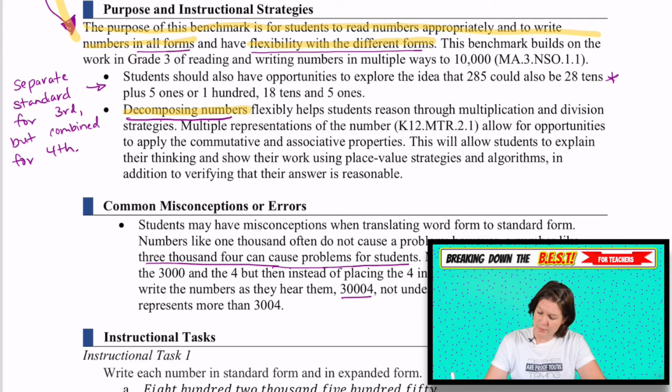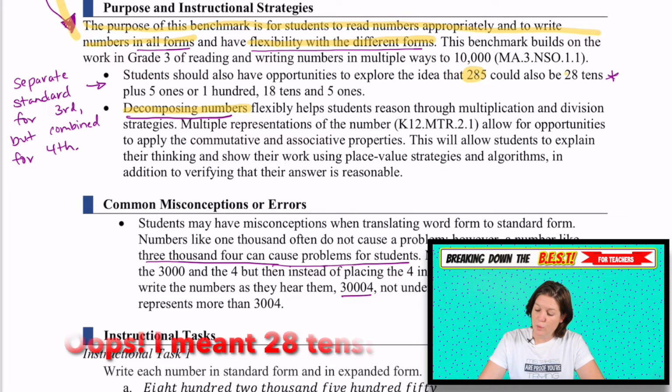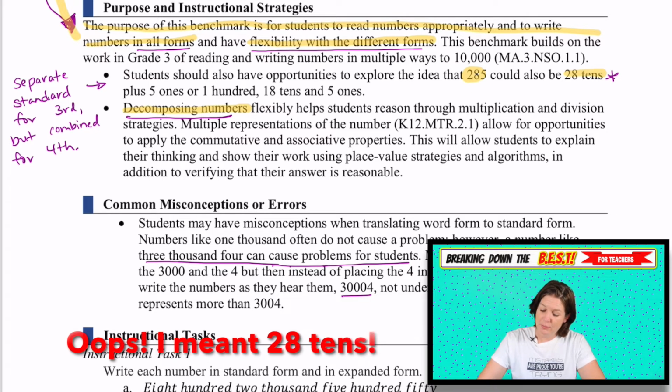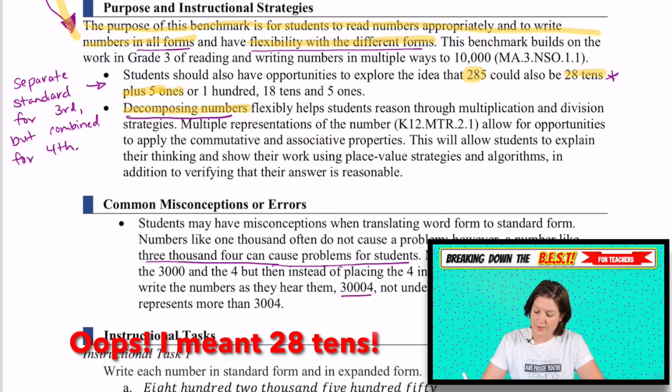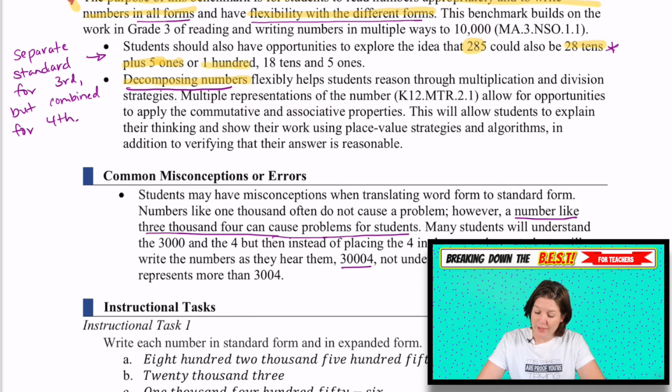Okay, so it says decomposing numbers. For instance here, students should have opportunities to explore the idea that 285, which is kind of more of a 3rd grade example, could be 25 tens plus 5 ones, okay? Or 100 plus 18 tens plus 5 ones.